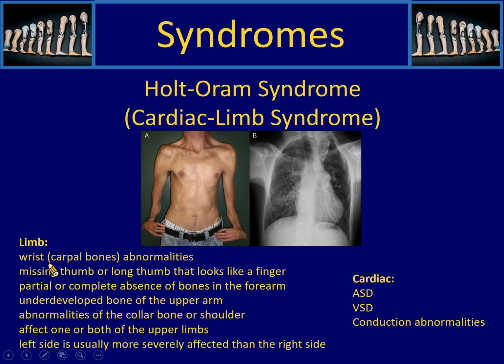In these cases, the patient suffers from loss of a couple of bones, like wrist bone abnormalities. They may have a lost thumb or a long thumb that looks like a finger. You can see this finger looks like a missing thumb, missing the long thumb. This patient will also have cardiac problems like atrial septal defect or ventricular septal defect, which can easily be seen in the newborn. Some of them will have conduction abnormalities, like a premature beat.